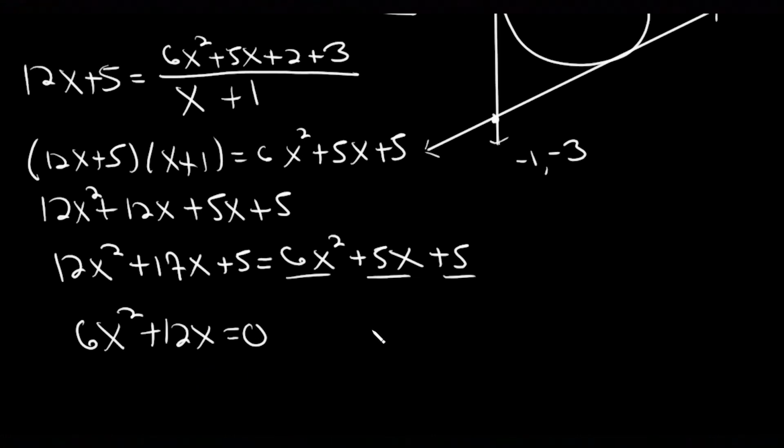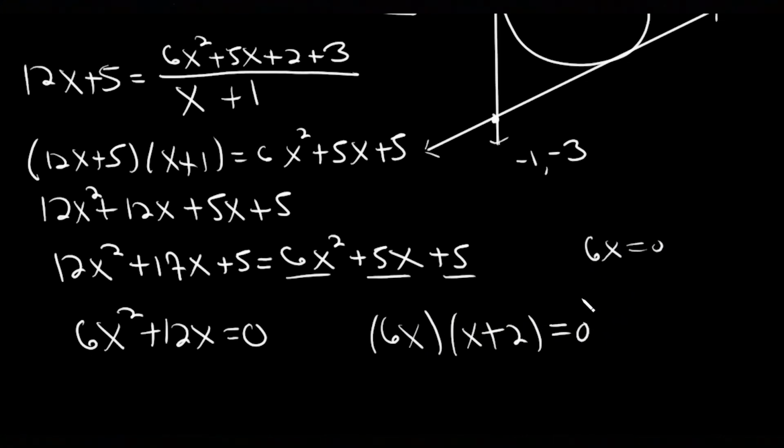When I do that, I get 6x, pulling out the greatest common factor, and then I get x plus 2, all equal to 0. When I solve, I get 6x equal to 0, and I get x plus 2 equal to 0. Again, taking my factors and solving. That leaves me with x values of x is equal to 0, and then x is equal to negative 2. So again, let's reiterate here what these values mean. These are going to be the x values on the curve where these tangent lines are passing through.